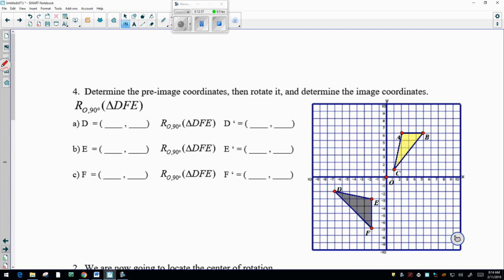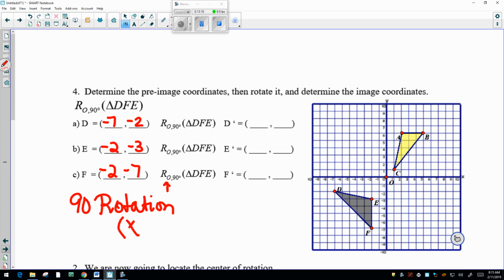So we're going to try a 90-degree rotation here on triangle DEF. And maybe to get us going, let's write down our original coordinates. So D is at -7, -2. E is at -2, -3. And F is at -2, -7. So keeping in mind a 90-degree rotation, and notice our symbols up above: capital R for rotation, 90 degrees is that second number. The O stands for origin, that's where your center of rotation is.